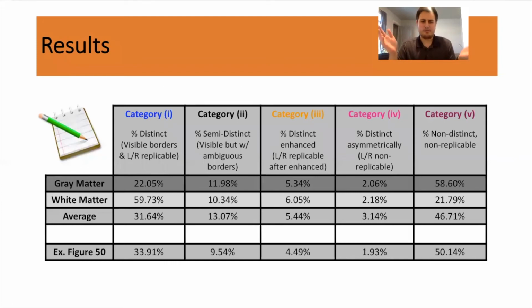Our overall results were that gray matter structures were visible 22% of the time, and white matter structures were visible nearly 60% of the time. So gray matter structures were distinguishable much less than white matter structures. And as would be the case, gray matter structures were much more likely to be non-distinct and non-replicable. White matter structures were non-distinct and non-replicable only 22% of the time, versus gray matter structures at nearly 60% of the time.